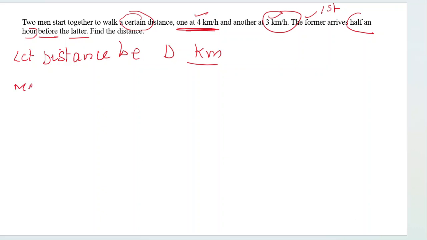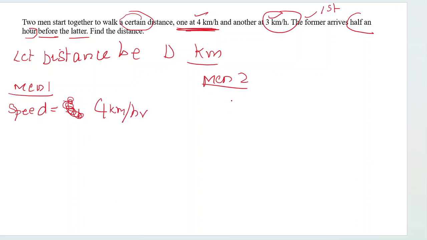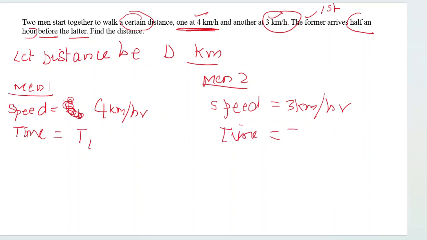Now we have man 1, we have man 2. Both their distance is the same. But the speed here is not S1, it is 4. If you observe, it is 4 kilometers per hour, whereas the speed here is 3 kilometers per hour. And we don't know the time here, but the time here we call it say T1, and the time here we call it say T2.